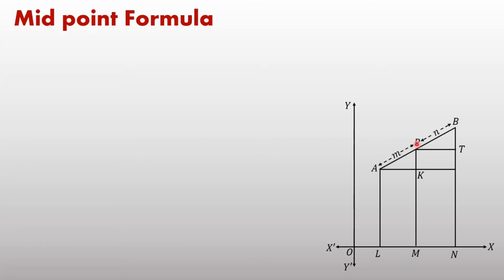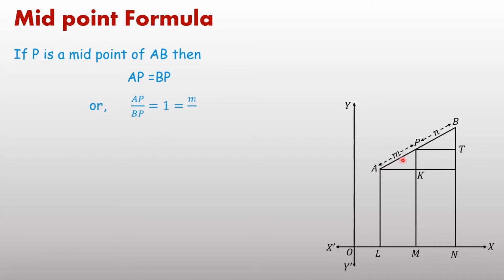Now next one, midpoint formula, means if point P is the midpoint of AB. If it is midpoint of AB, then what happens? AP equal to PB, means ratio M upon N equal to 1 upon 1. Here, since P is midpoint of AB, therefore AP equal to PB, or AP upon PB, which we can write as M upon N equal to 1. Therefore, M equal to N.